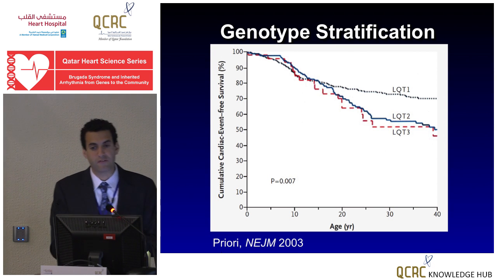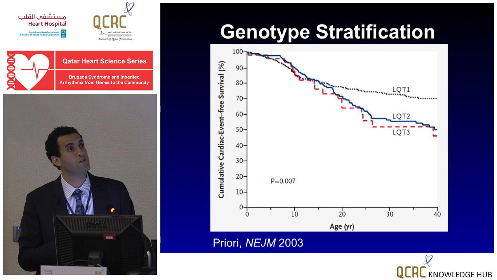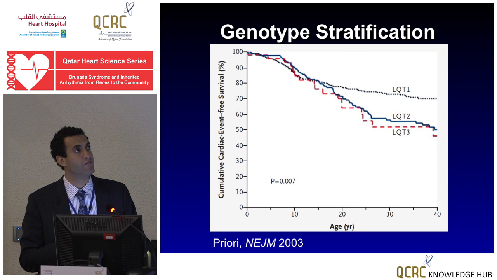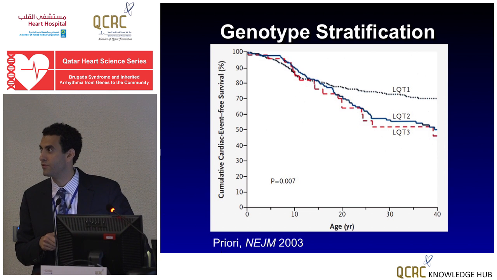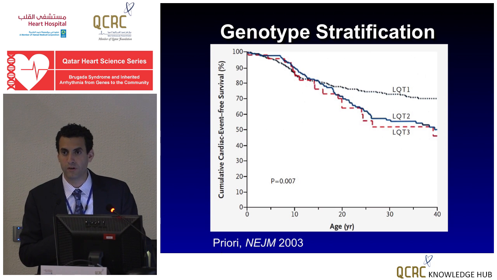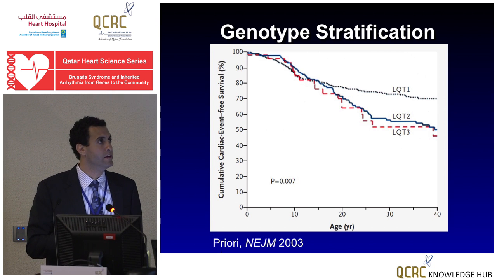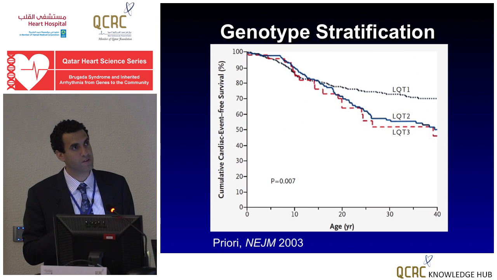So risk stratification is certainly a hot topic for clinicians. Sylvia Priori, about 10 years ago in the New England Journal of Medicine, published data on event-free survival and how that differs in the different subtypes of long QT syndrome. Prognostically, long QT1 patients had, mind you, these were patients that were not treated, the best event-free survival curves, followed by long QT2 and then long QT3.